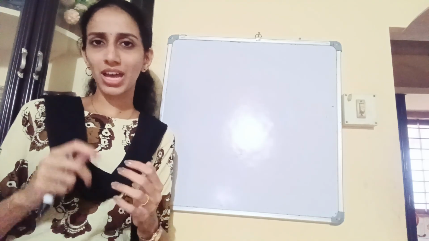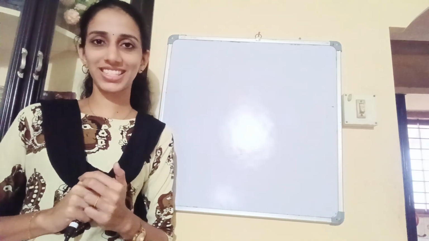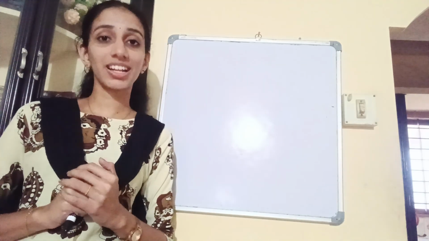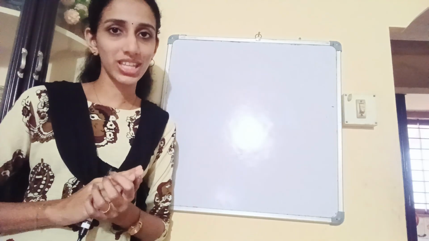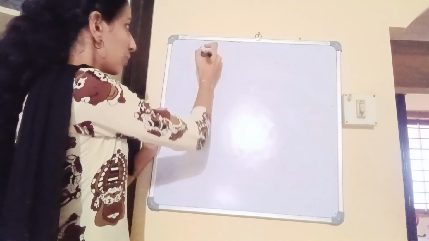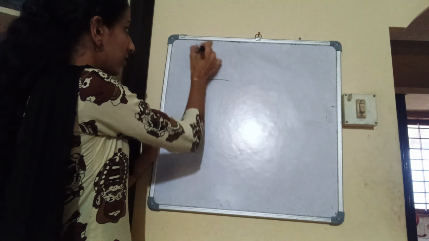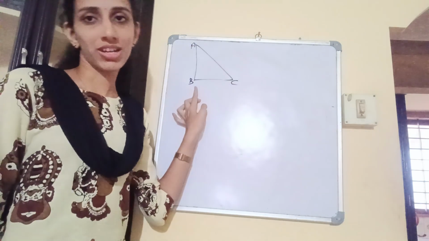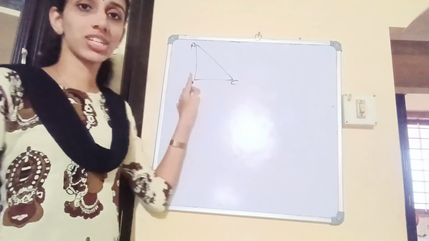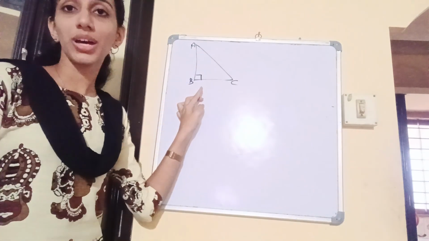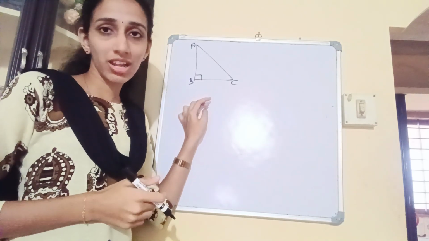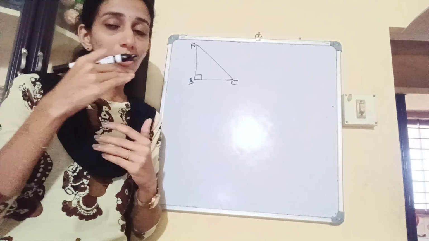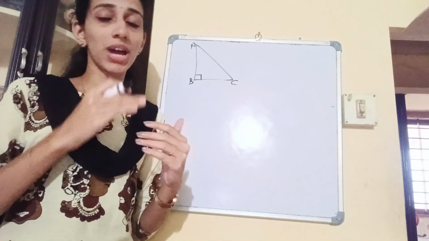In trigonometry we are mainly dealing with which type of triangles? Yes, right-angled triangles. So we can start with a right-angled triangle. Here we have triangle ABC, a right-angled triangle, with the right angle at B. What are the names of the three sides of a right triangle? Base, altitude and hypotenuse.